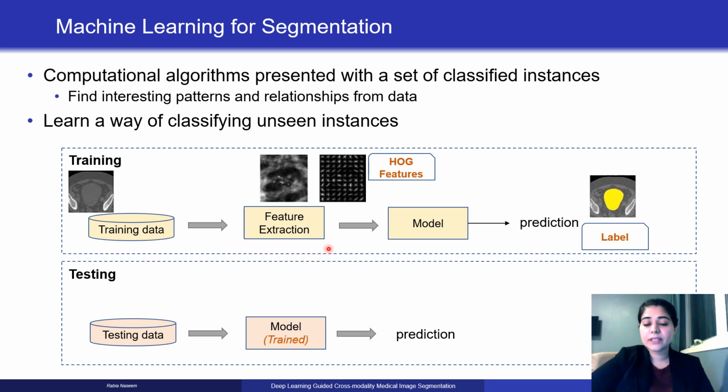Most common features that have been used are histogram of oriented gradient features, which basically measure the gradient magnitude and direction. Once the model is trained, it is tested on the unseen data, which makes the predictions on it.